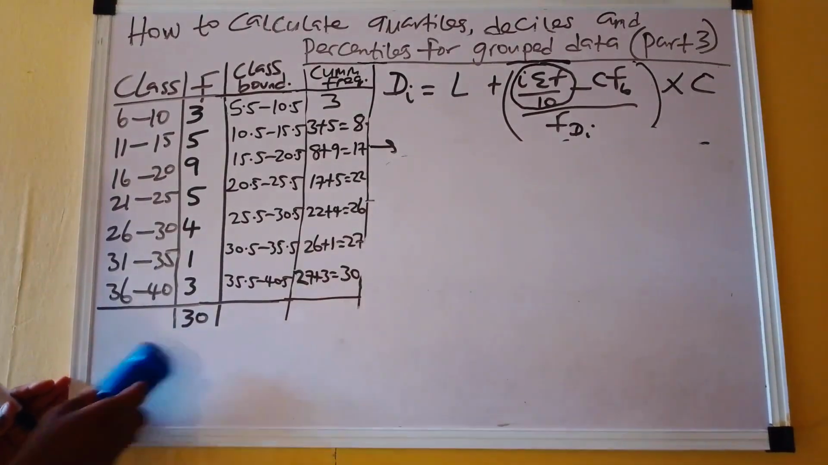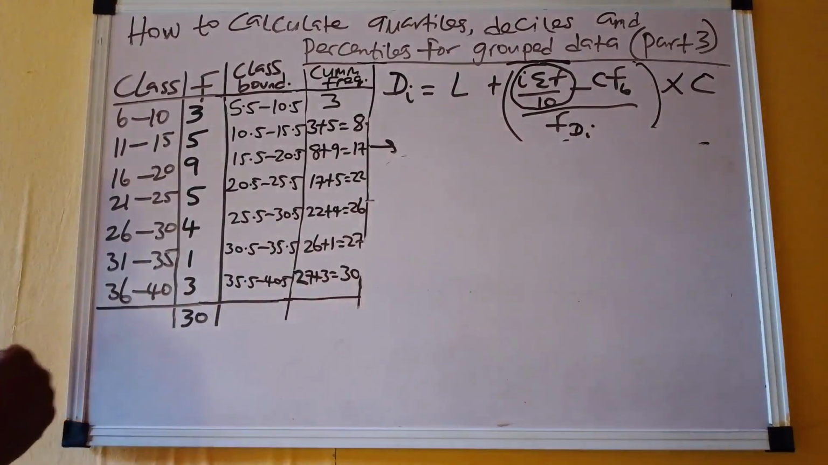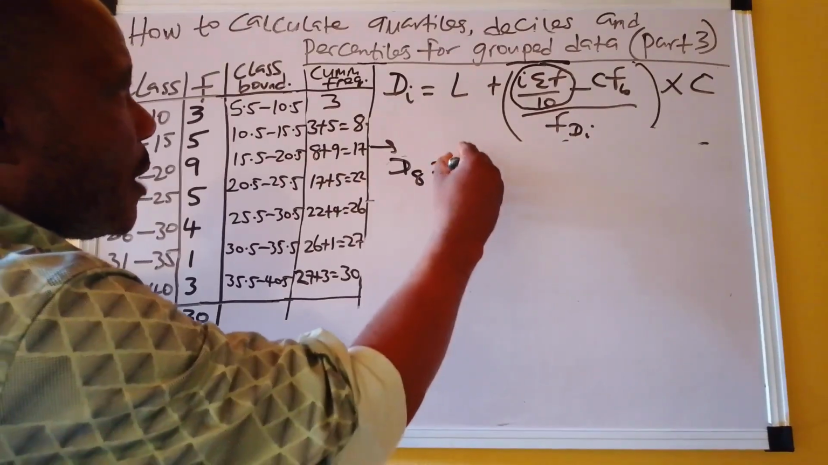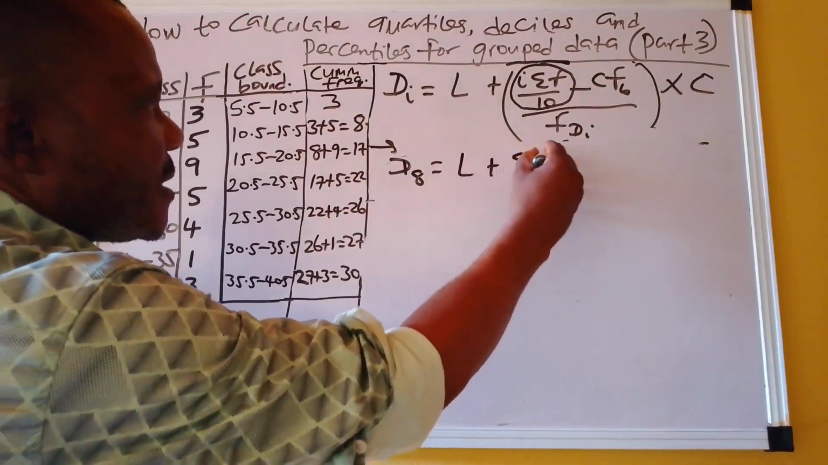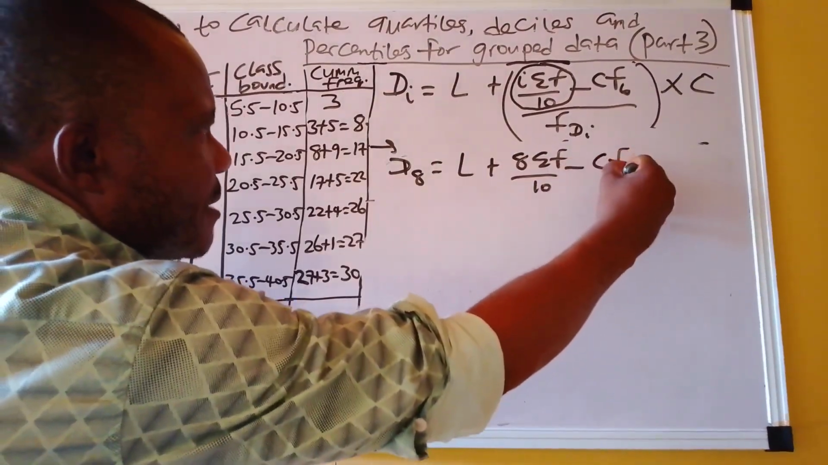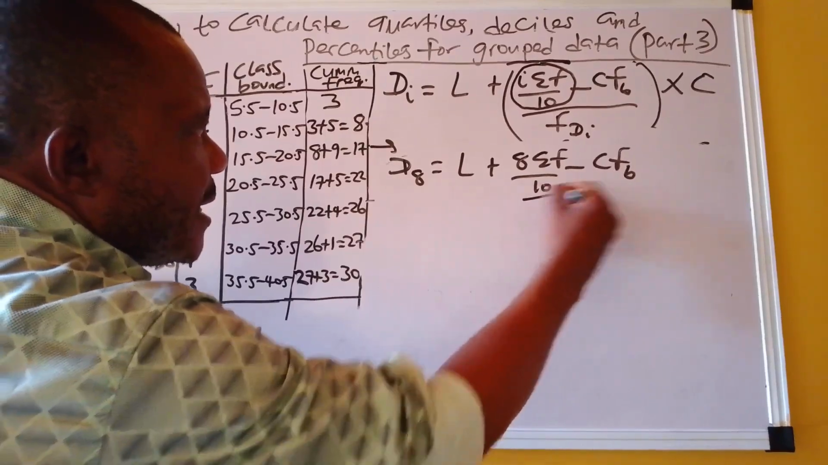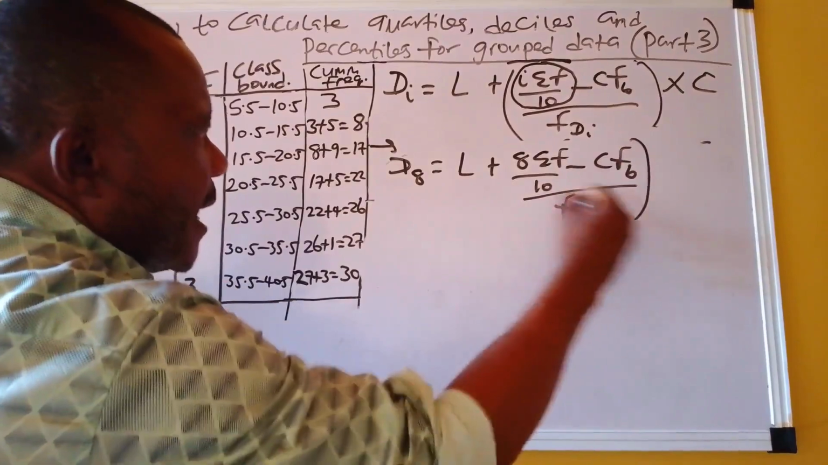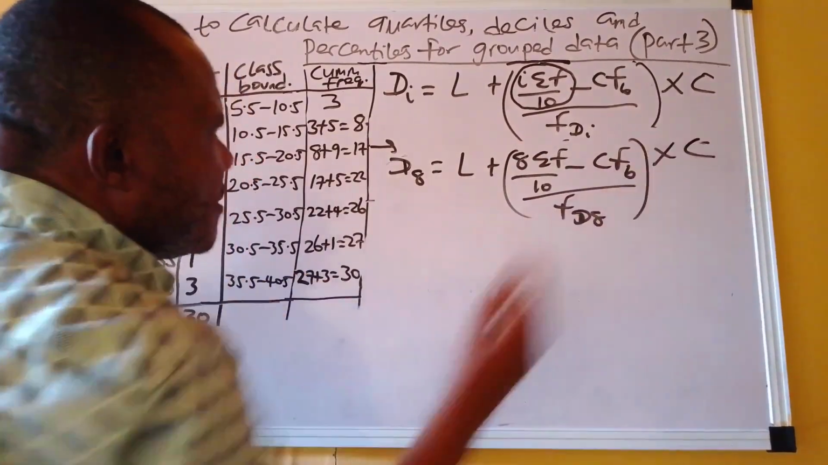I want to calculate the D8. So calculating the D8, D8 is equal to L plus 8 summation F over 10 minus the cumulative frequency before the D8 class, all over F, the frequency of the D8, times C.